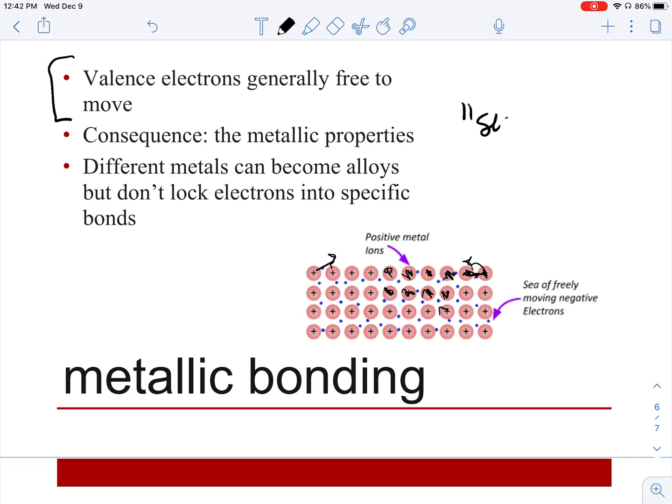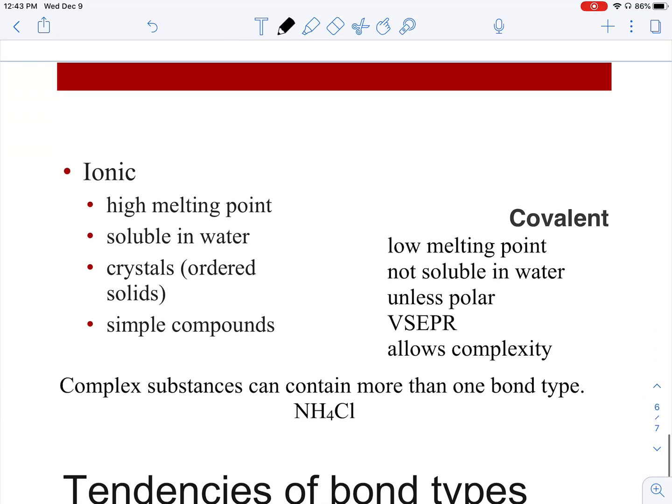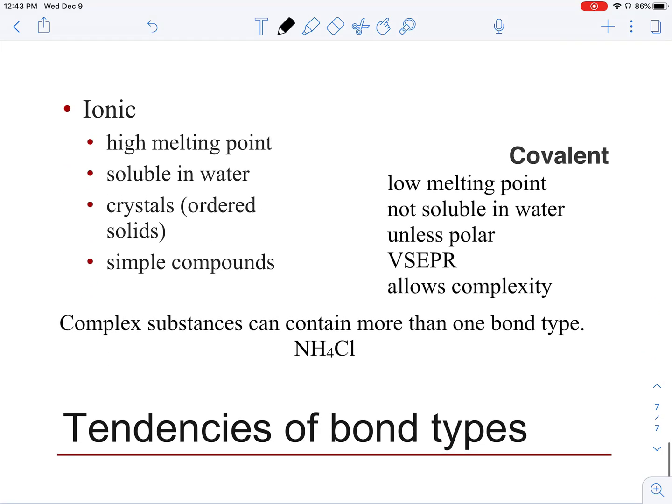It's sometimes referred to as a sea of electrons in metallic bonding, so that you really can't associate those valence electrons with any one atom. They're just kind of moving throughout all the time. So to summarize these consequences, ionic bonding, high melting points.